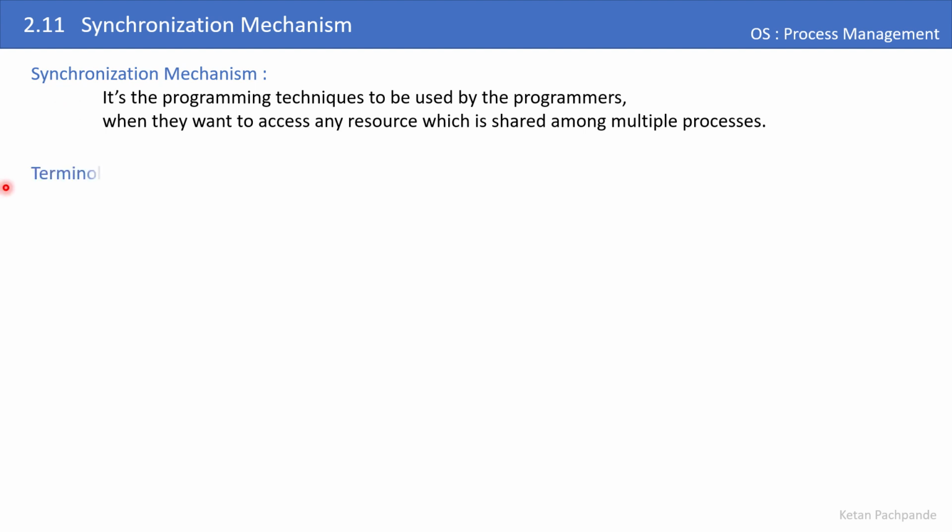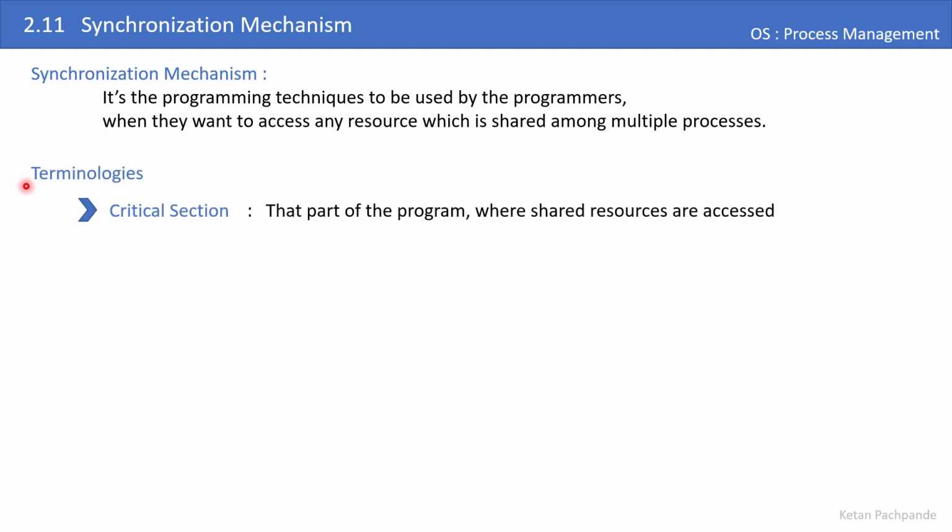To design the synchronization mechanisms, these terminologies we will need. First term is the critical section. The definition of the critical section is that part of the program where shared resources are accessed.